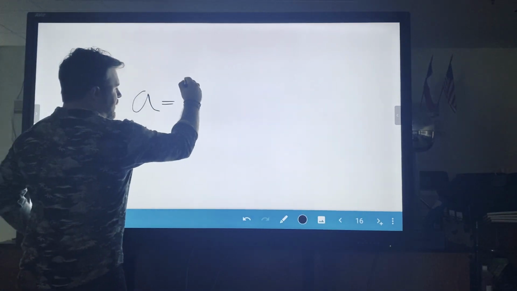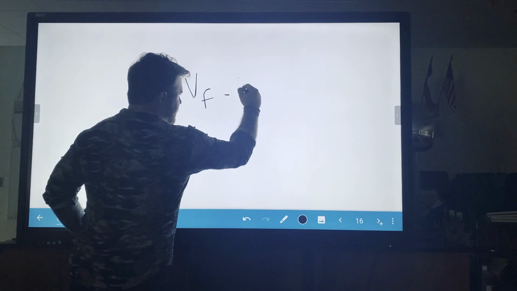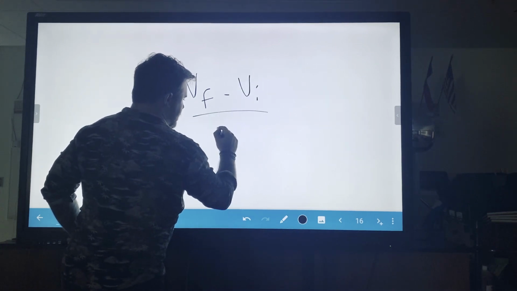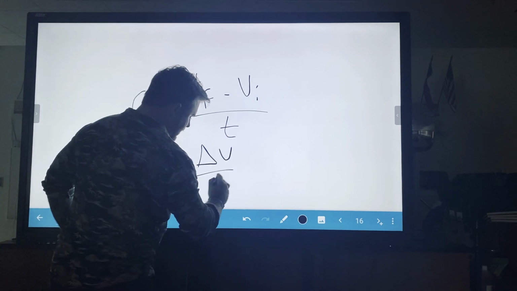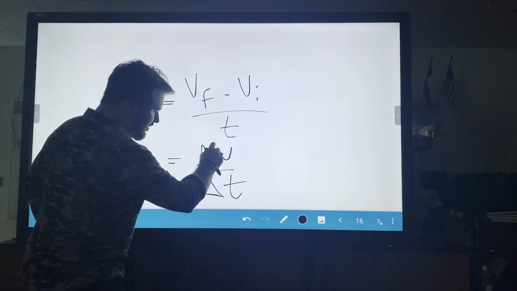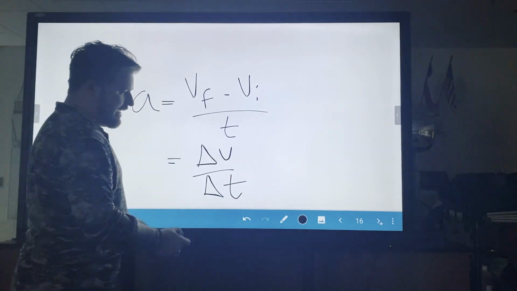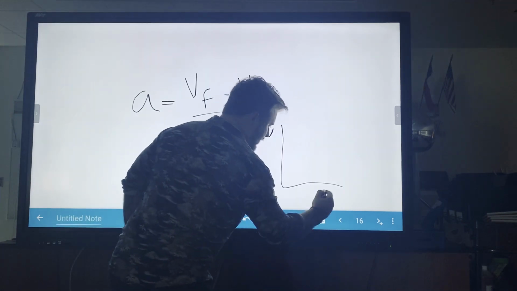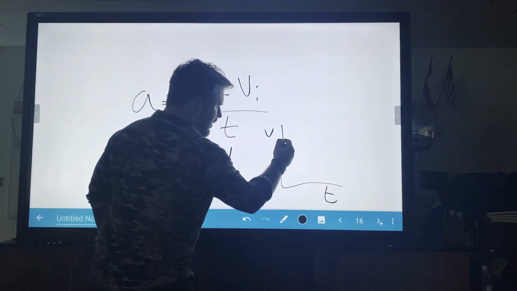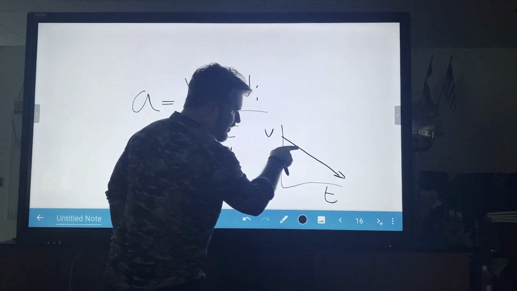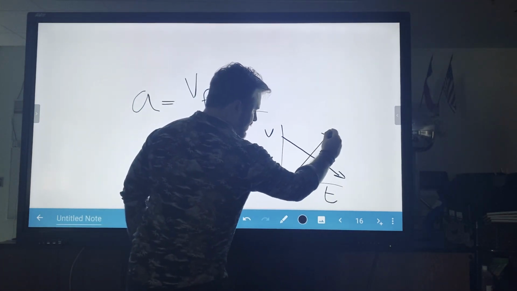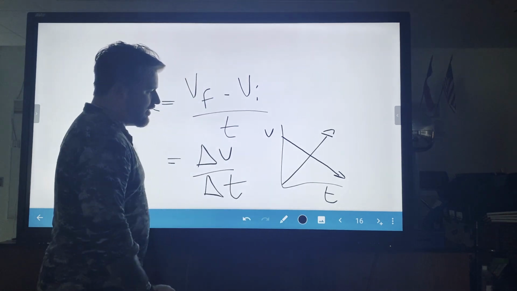Acceleration is my final velocity minus my initial velocity, divided by change in time. This is the same thing as saying delta V over delta T. Delta meaning change in. And again, that is velocity over time, changing my velocity. What if I decreased? What if I decelerated? That's changing my velocity. My velocity is going down. This is acceleration, deceleration. You know what I'm saying?